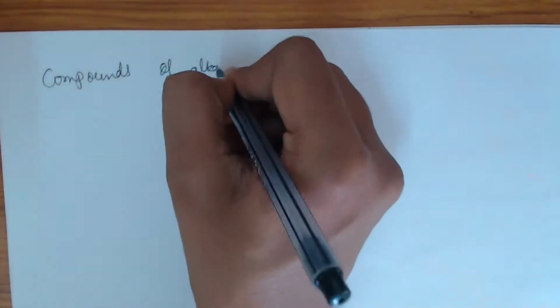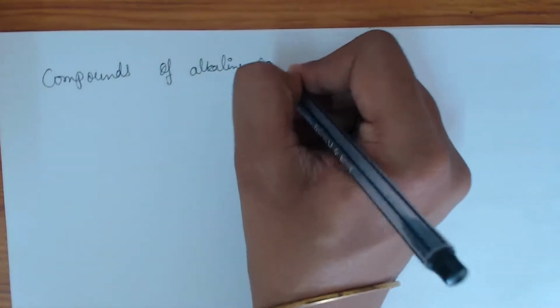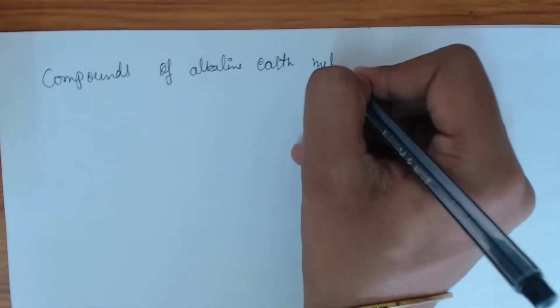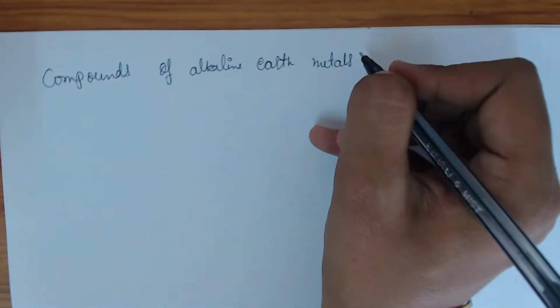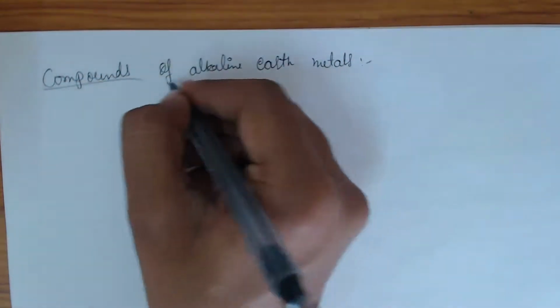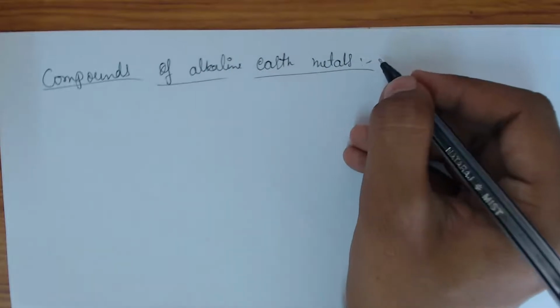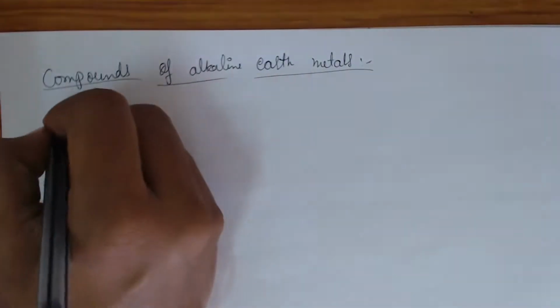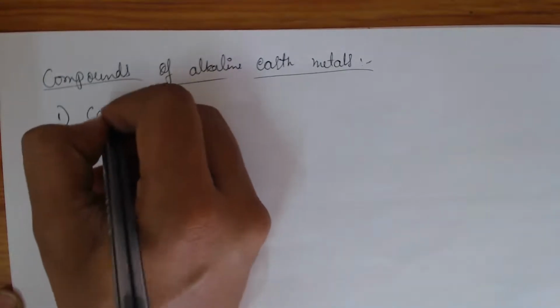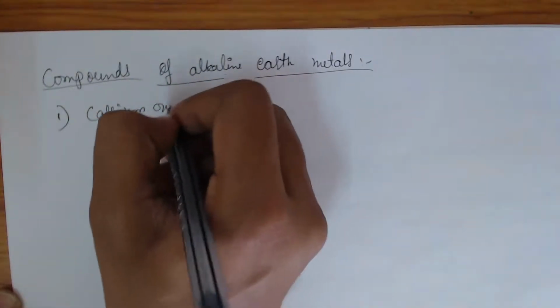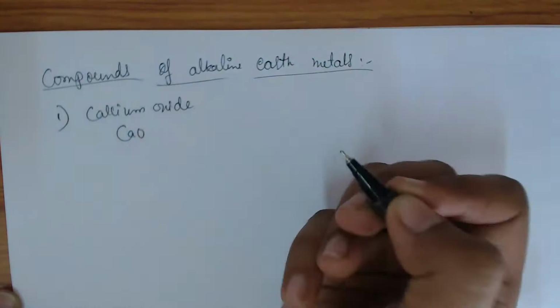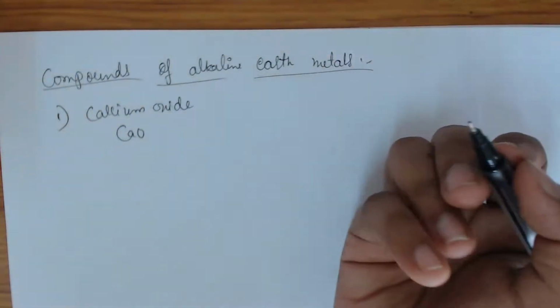So now we will discuss the compounds of alkaline earth metals. In that we are going to study only the calcium compounds. In that, the first one is calcium oxide, that is CaO. How is it prepared?